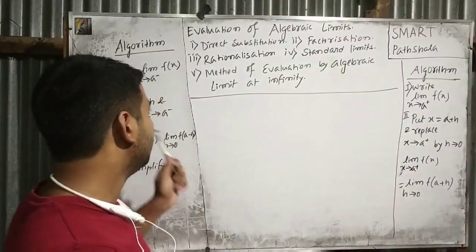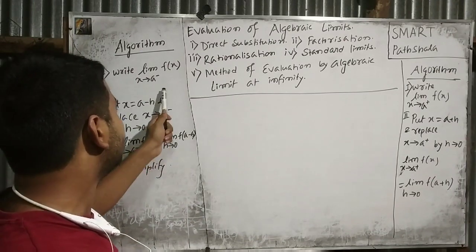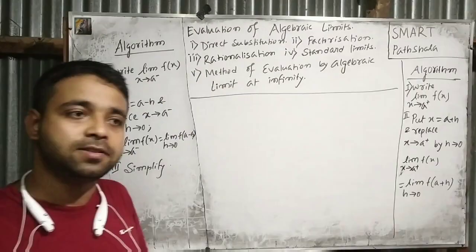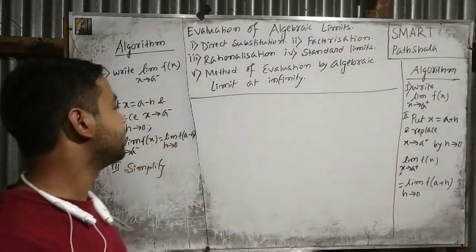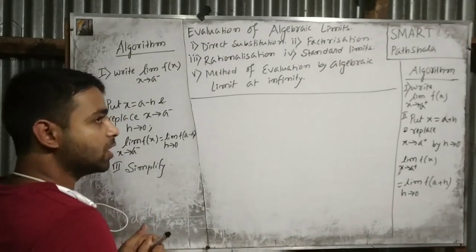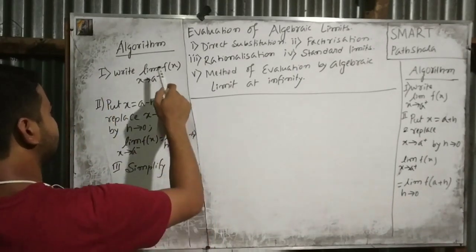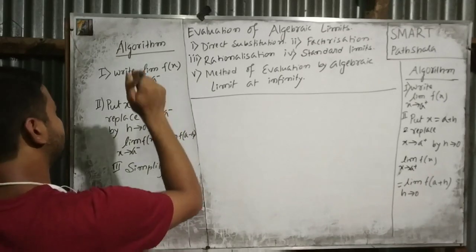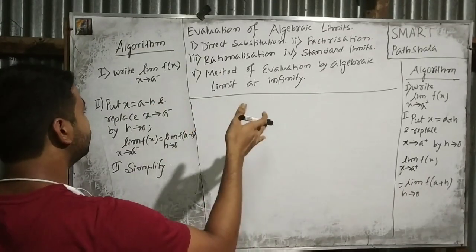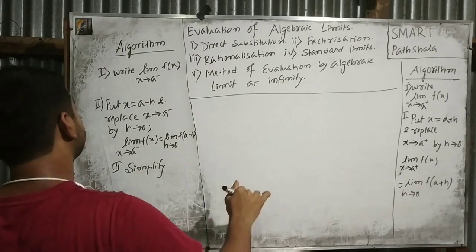Now, we will see the algorithm to calculate the left hand as well as the right hand limit of a function f of x at a certain point x is equal to a. The first thing is that if you are given a certain function, first write the limit of f of x as x tends to a minus, meaning the point is tending towards a from the left hand side.